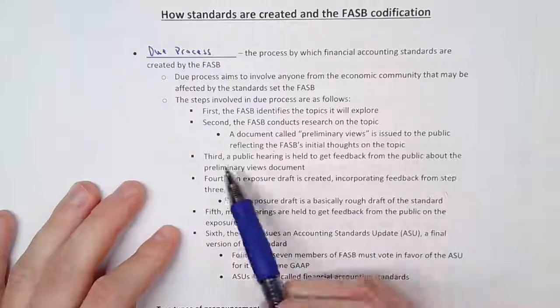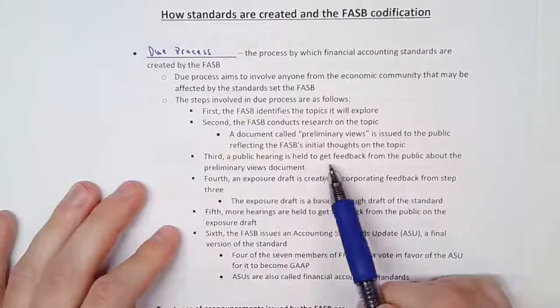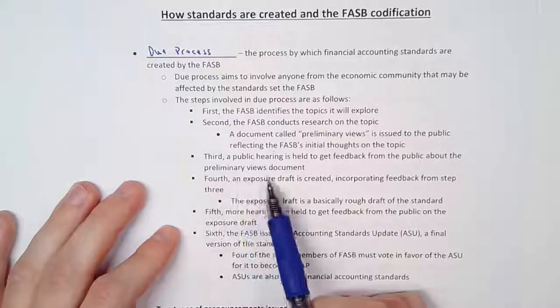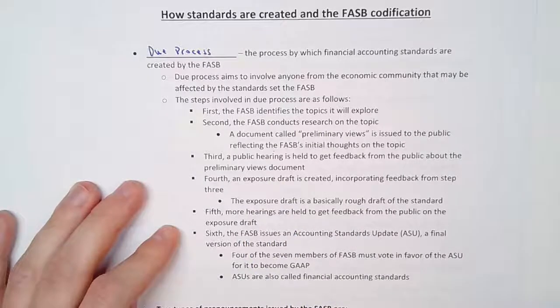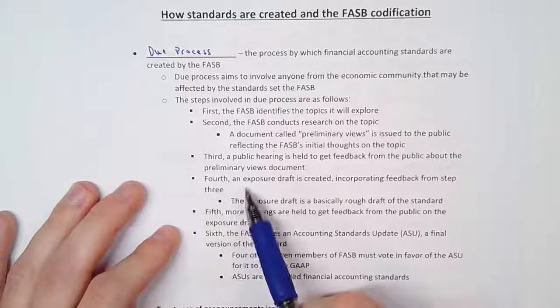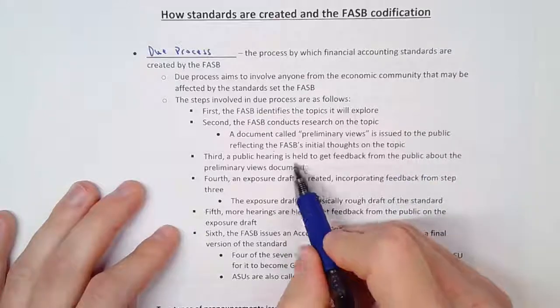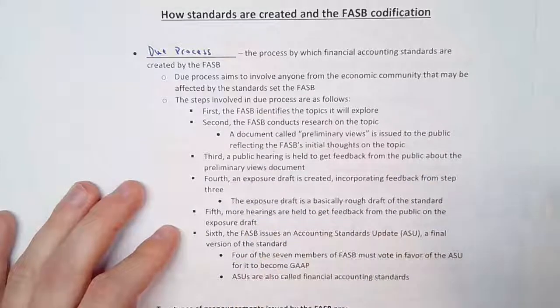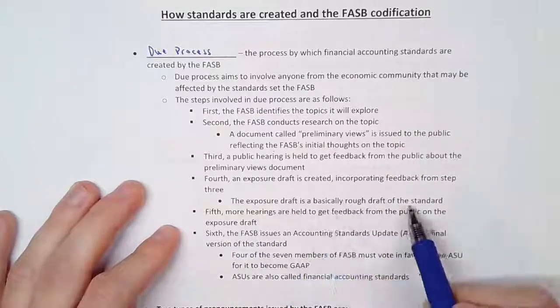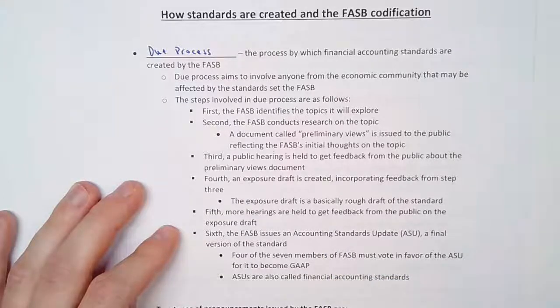Third, a public hearing is held to get feedback from the public about the preliminary views document. So again, involving the public, trying to get people's thoughts about these ideas the FASB is putting out, these standards. Fourth, an exposure draft is created, which incorporates the feedback from step 3, from this public hearing. The exposure draft is basically a rough draft of the standard. Then fifth, we have more hearings to get feedback from the public on the exposure draft.